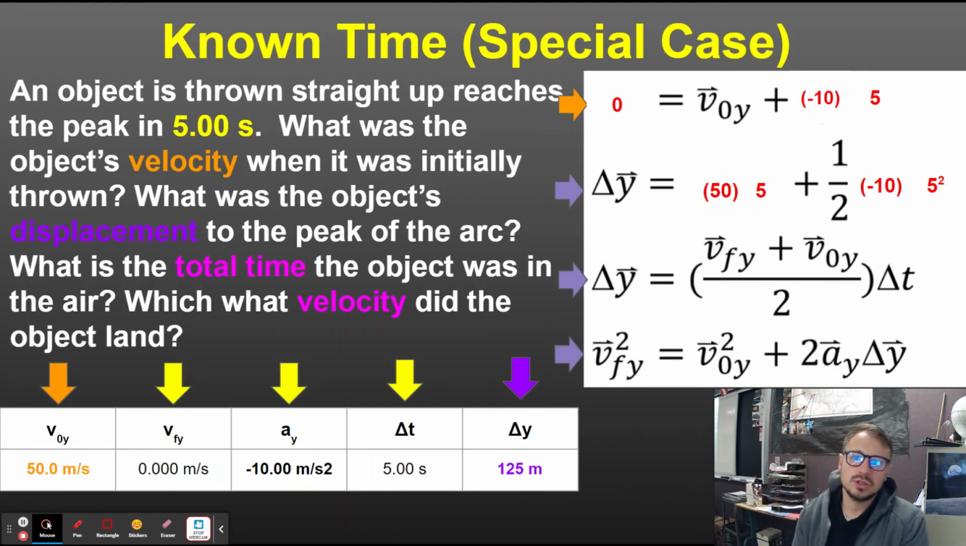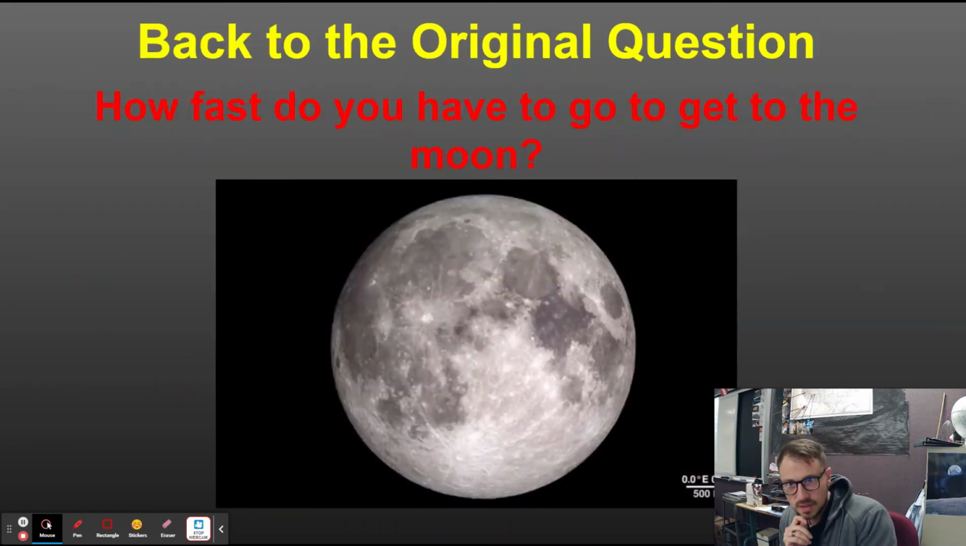So the next thing says, what's the total time the object was in the air? Well, if it takes 5 seconds to go up, it's going to take 5 seconds to come back down. So it'll be in the air a total of 10 seconds. And the velocity the object lands with: if it goes up 50 meters per second, it's going to land at negative 50 meters per second. How fast do you have to go to get to the moon, right?